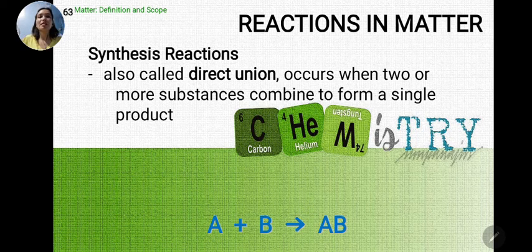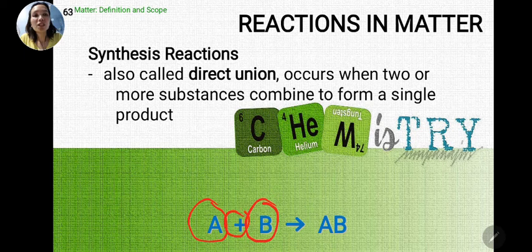So, first is the synthesis reactions. It is also called a direct union. It occurs when two or more substances combine to form a single product. So, here's the example. We have one substance A, and another substance B. The addition signifies union or combination, and the resulting product is AB. So when you combine substance A with substance B, you will form another substance which is a composition of A and B. So that is a synthesis reaction.